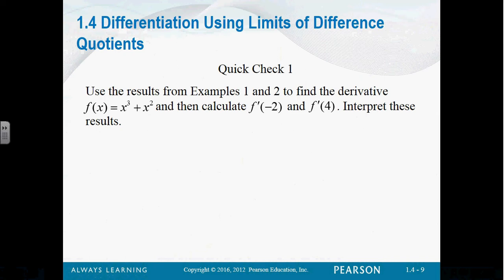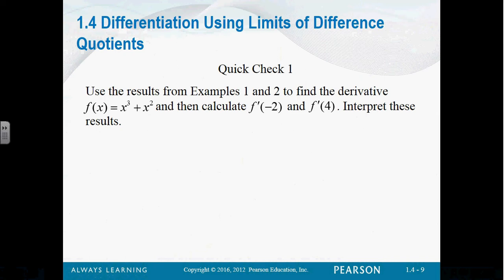All right, if I gave you this problem and said, find the derivative of f of x equals x cubed plus x squared, and then calculate f prime of negative 2 and f prime of 4, there would be no reason to use the limit process, right? Because you know how to take the derivative of x cubed plus x squared. However, if I were to tell you that you had to, that would suck. I wouldn't give you one like this.